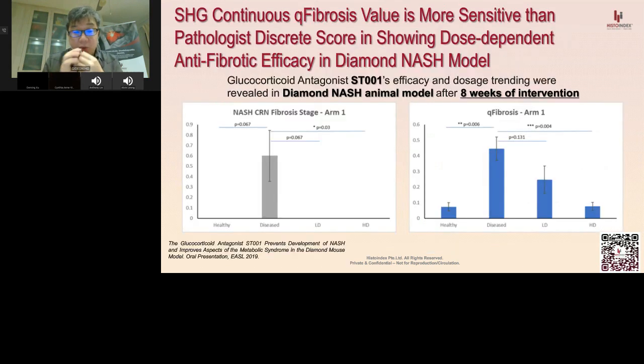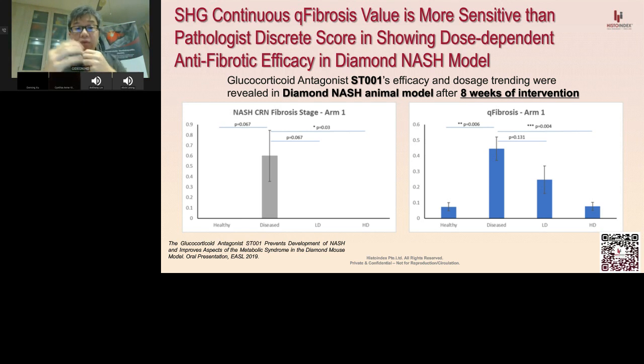Okay, in a different NASH model, in this case a diamond model, looking at the bar chart on the left, you could see the limitation of the pathologist's categorical fibrosis staging is that it is unable to show the dose-dependent anti-fibrotic efficacy of the drug. The chart shows both the low dose and high dose as basically 0. But in the continuous Q fibrosis value, the bar chart on the right, there's a trend of improvement in the Q fibrosis value with increasing dosage of the ST001 in this case. You could clearly see the step down trend of fibrosis improvement with increasing dosage.